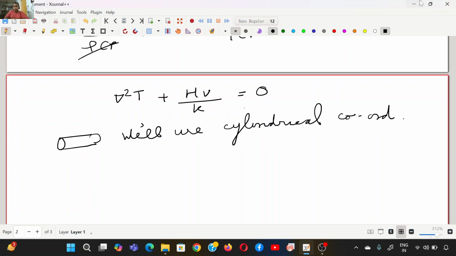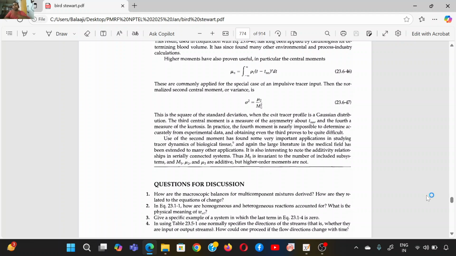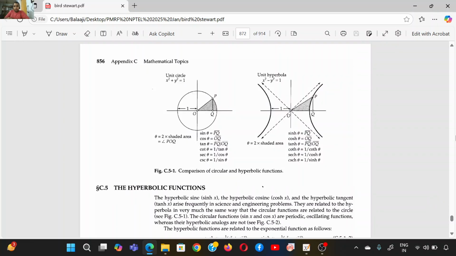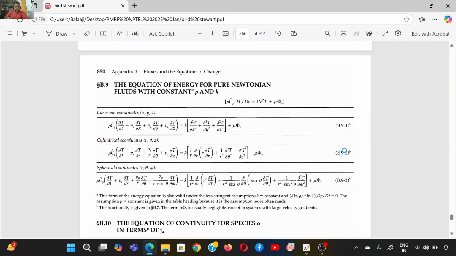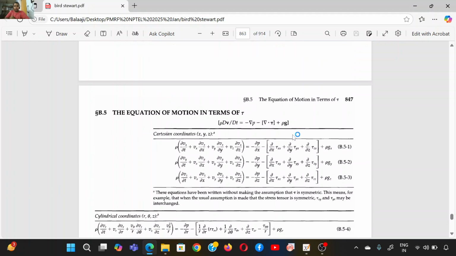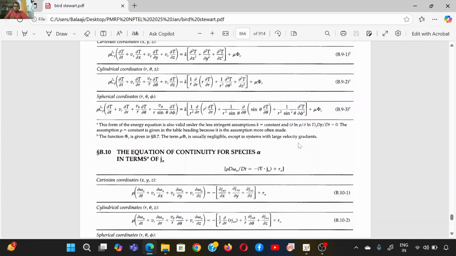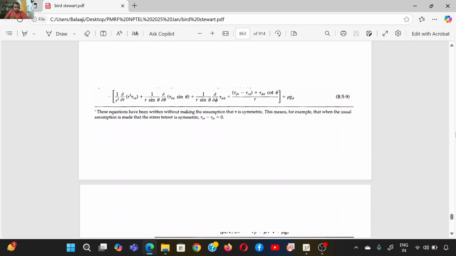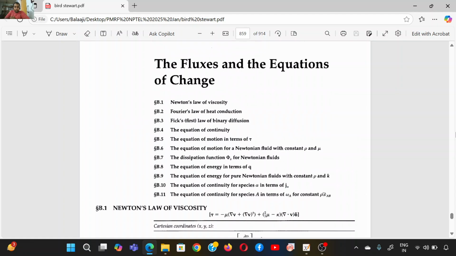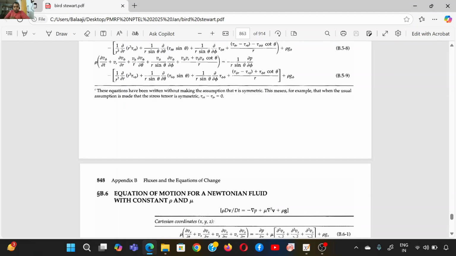On Drive, I shared this book by Bird with you. I told you to check Appendix B. If you go to Appendix B, it has the Navier-Stokes equation, the equation of energy, the equation of mass species transfer, etc. So this is their heat transfer. So we have to look at the equation of energy, not the equation of motion, right? There also we'll have to look at cylindrical coordinates, because in this appendix all the equations are given in Cartesian coordinates, cylindrical coordinates as well as spherical coordinates. So let us look at the cylindrical coordinates.